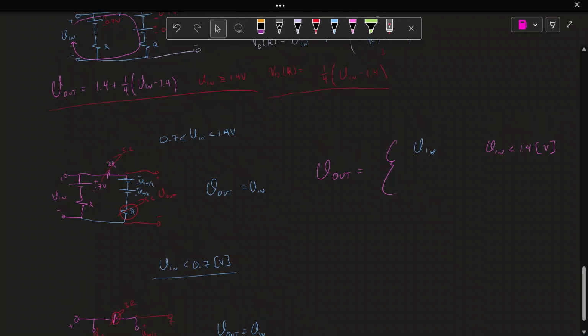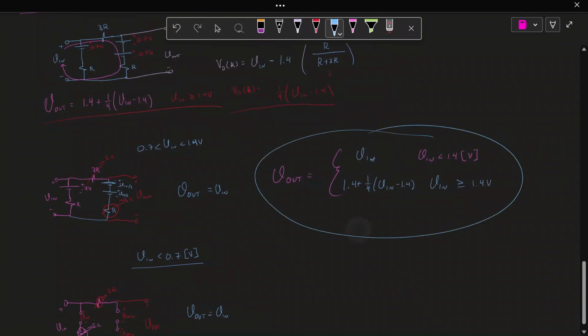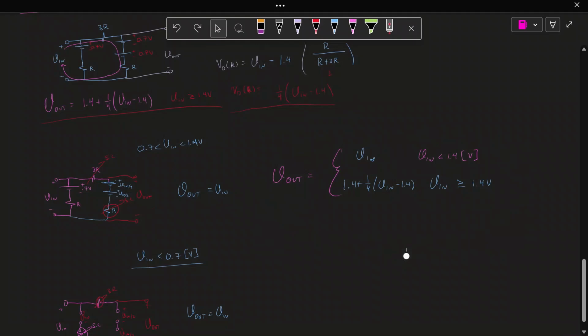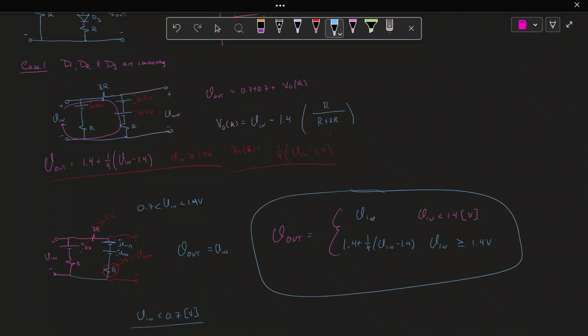But what about the other one? We already said V out is equal to 1.4 plus 1/4 (Vin minus 1.4) when Vin is greater than or equal to 1.4 volts. So that'll be our answer here. You may be asking, what if it's way greater than 1.4, like 100 volts? It's going to be the exact same equation. R will just have higher voltage across it. Be very careful when you use those high voltages. Make sure your resistors are within boundaries, your watts, your power rating of the resistors. Make sure that's careful. But that's our answer here.